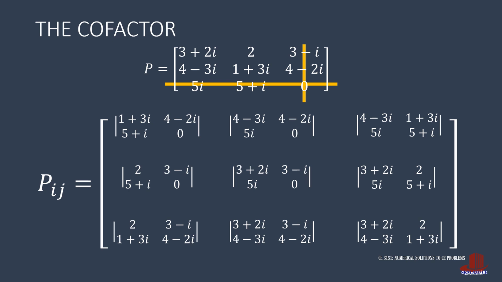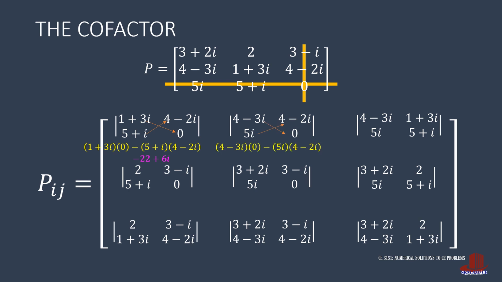After completing the minors matrix, take the determinants of each 2 by 2 minors to simplify elements. For element 1, 1, the determinant is computed as 1 plus 3i times 0 minus 5 plus i times 4 minus 2i. This is simplified as negative 22 minus 6i.